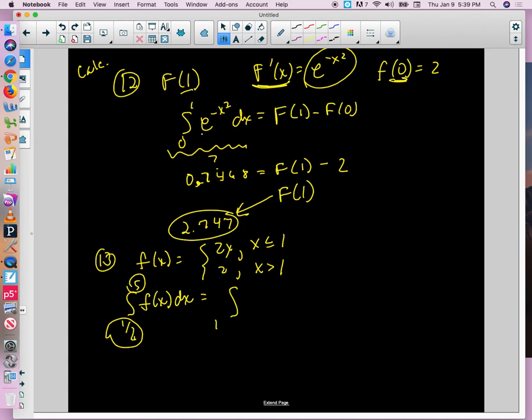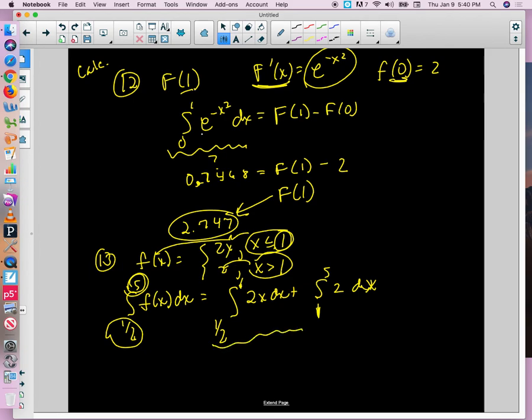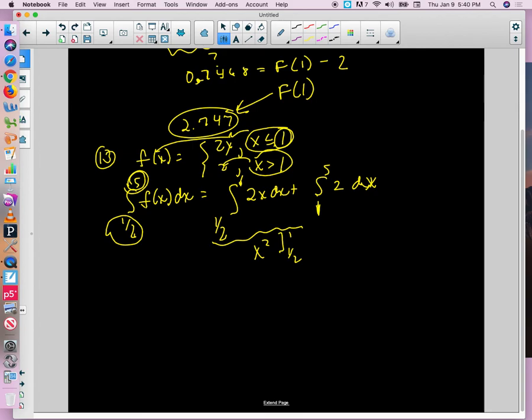So I'm going to break it up and go from 1/2 to 1, because it says when x is less than 1, f of x is 2x. Then I'm going to continue on to 5. So from 1 to 5, during the time I'm greater than 1, f of x is 2. So I have to integrate it as a piecewise function. Antiderivative of this first part is 2x squared over 2, or just x squared, from 1/2 to 1. So it gives me x squared is 1 squared minus 1/4. That's this part.